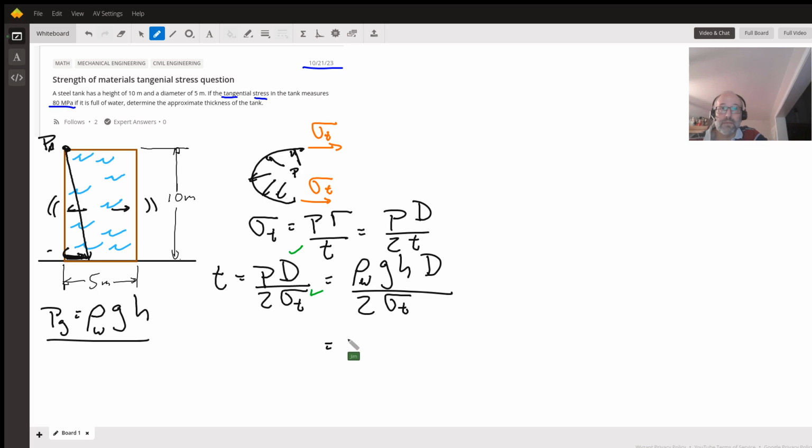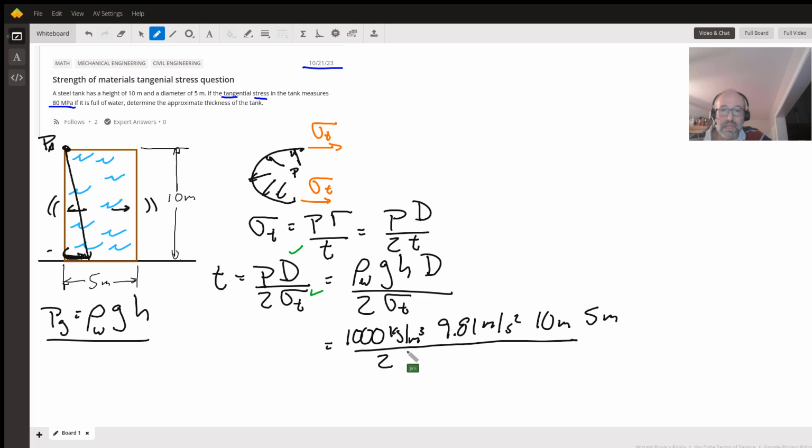And so at this point, it's all plug and chug. The density of water is 1,000 kilograms per cubic meter. The acceleration of gravity is 9.81 meters per second squared. The height of the tank is given to us as 10 meters. The diameter of the tank is given to us as 5 meters. And then finally, we were given the tangential stress in the tank, which we're assuming is at the bottom of the tank, as 80 million pascals.